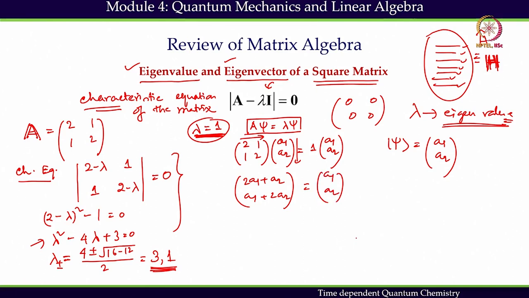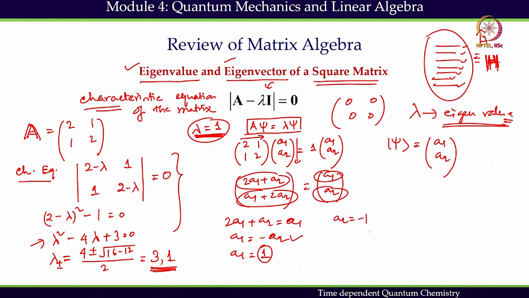So, now what will we do? We will equate the components of the vector on the left and right hand side. This part has to be equal to this, and this part has to be equal to this. Then I can write 2A1 plus A2 equals A1, or A1 equals minus A2. If A1 equals minus A2, I can take A1 to be 1, because it does not matter what basis we take; finally, we need the relative components. For a particular basis, I may get A1 equals 1, and immediately I get A2 equals minus 1, which means the wave function associated with that particular eigenstate will be represented by 1, minus 1.